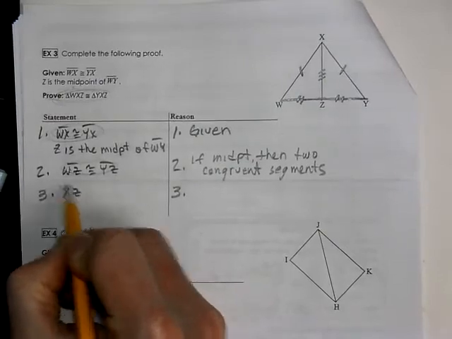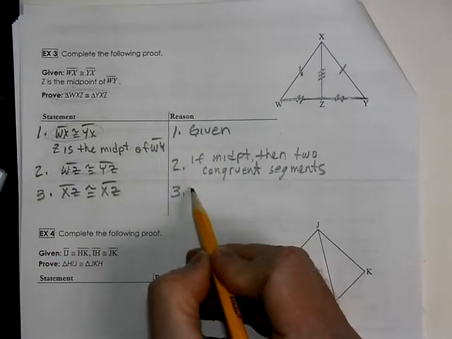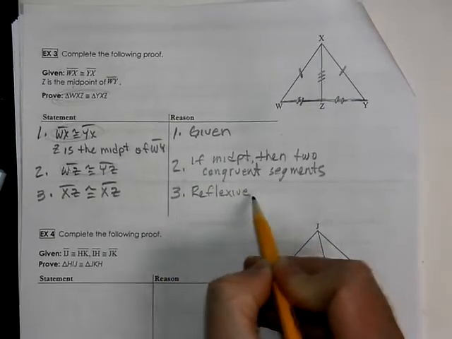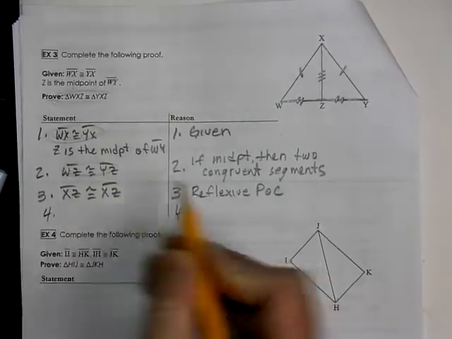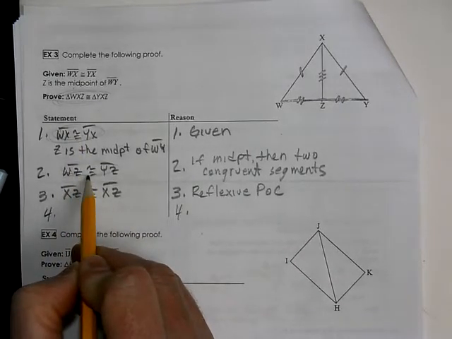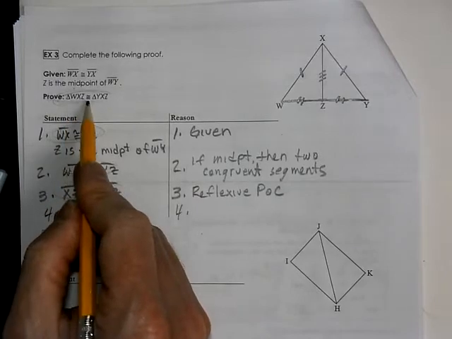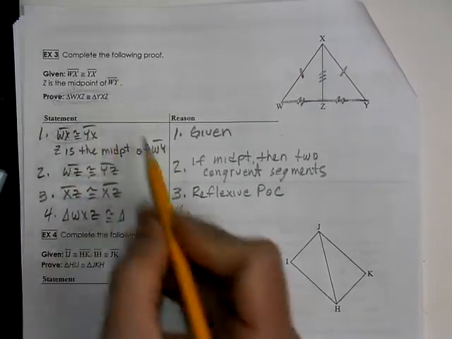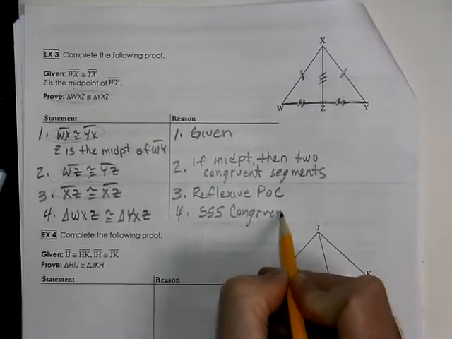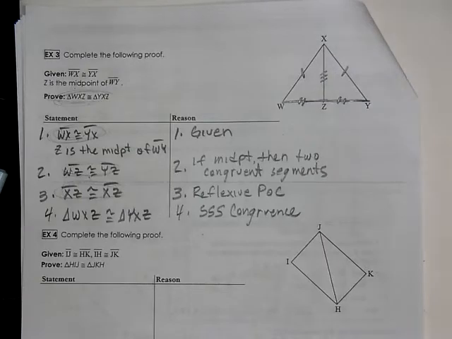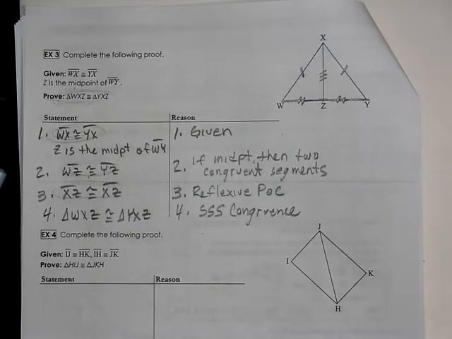We need to talk about our XZ is congruent to our XZ. We've got to get all three bits into our proof. And they were congruent because of the reflexive property of congruence. Now that I've got a pair of sides congruent, another pair of sides congruent, a third pair of sides congruent, I know that triangle WXZ is congruent to triangle YXZ. And the only method we've learned so far is side-side-side congruence, SSS congruence. The S's stand for sides. So you proved those two triangles would have to be congruent.